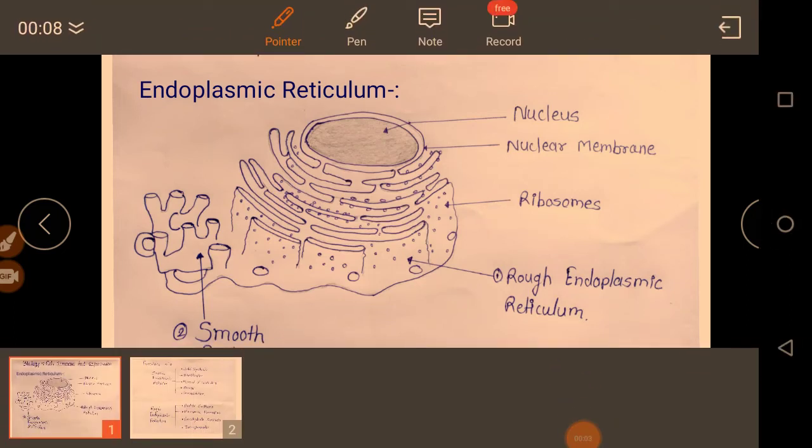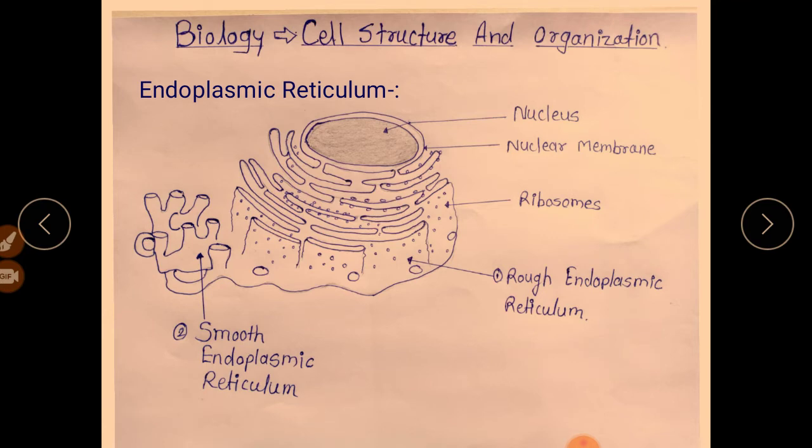Hello friends, today our topic of discussion is the endoplasmic reticulum, from the topic cell structure and organization in the 11th biology syllabus. First of all, I will tell you that all living organisms are made of cells, and so the cell is the structural and functional unit of living organisms.